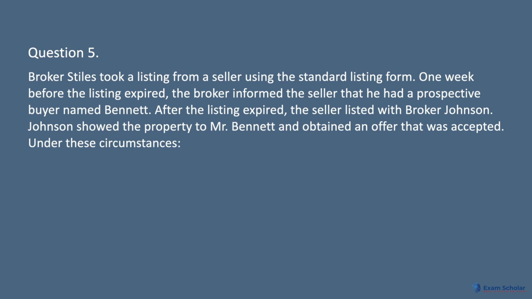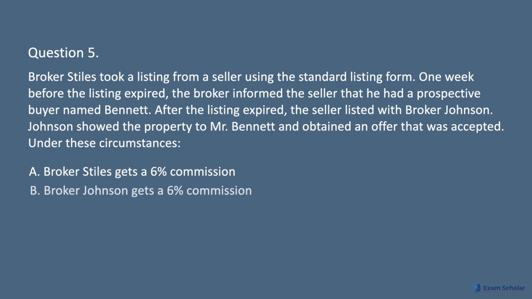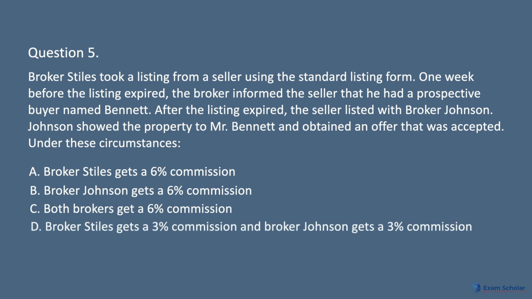1 week before the listing expired, the broker informed the seller that he had a prospective buyer named Bennett. After the listing expired, the seller listed with broker Johnson. Johnson showed the property to Mr. Bennett and obtained an offer that was accepted. Under these circumstances, A. Broker Styles gets a 6% commission. B. Broker Johnson gets a 6% commission. C. Both brokers get a 6% commission. D. Broker Styles gets a 3% commission and Broker Johnson gets a 3% commission.